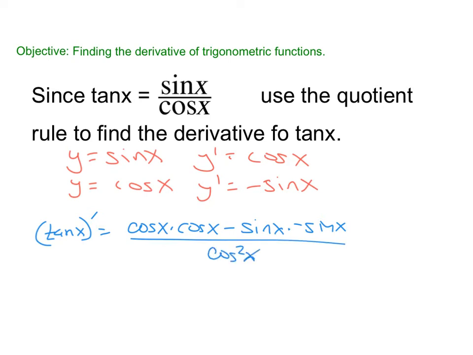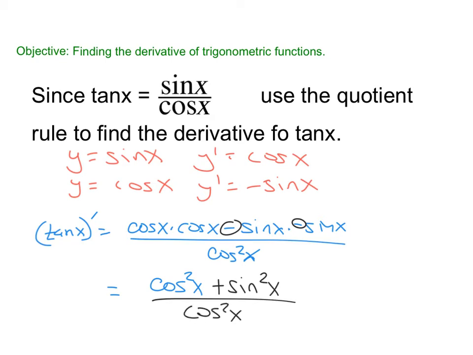This isn't very hard. So that's cosine squared, and we have a double negative, so plus sine squared, over cosine squared. But what's cosine squared plus sine squared? That's 1. Now, you can leave it like that, but we usually write the derivative of tangent as secant squared.